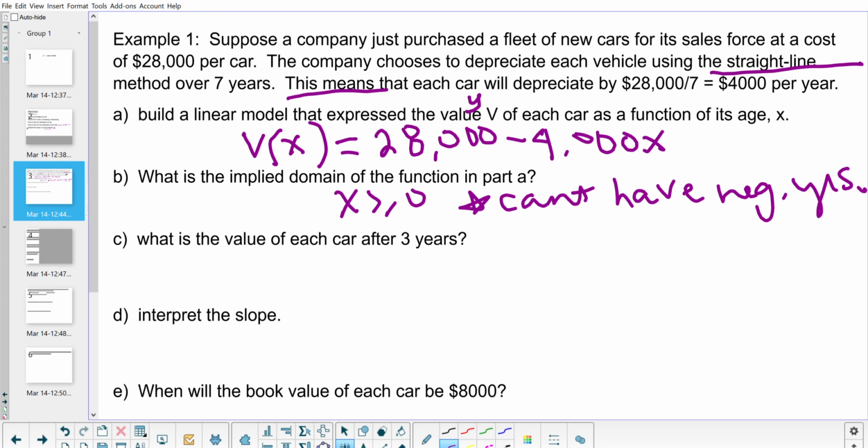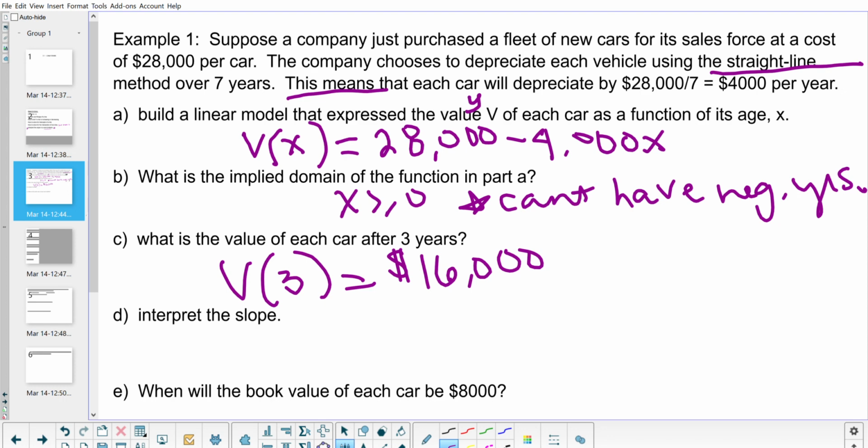Okay, what is the value of each car after 3 years? That means evaluate V of 3. So you plug 3 in, pause, plug that in, and you get $16,000.